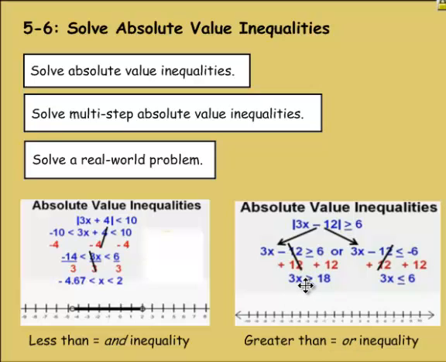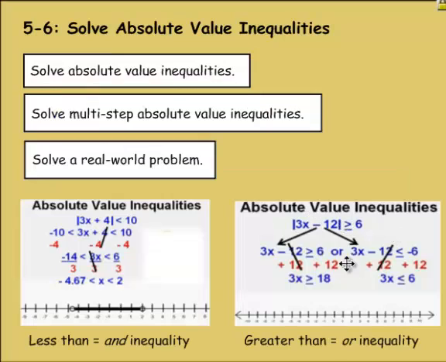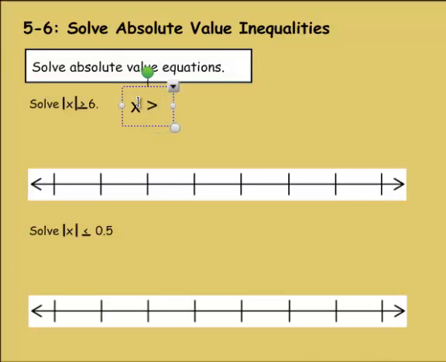3x needs to be greater than or equal to 18, or 3x needs to be less than or equal to positive 6. So we have the absolute value of x needs to be greater than or equal to positive 6. So for the greater than one, it's an or inequality. X needs to be greater than or equal to positive 6 to create a higher absolute value, or it also needs to be less than negative 6 because that would create a higher absolute value than 6 as well.